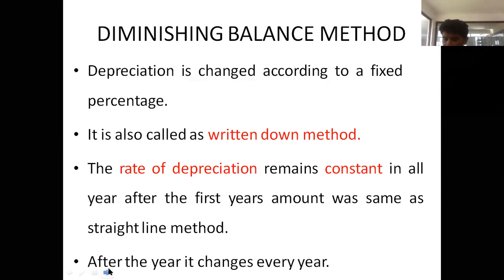Diminishing balance method. It is also the same kind of thing. It changes according to a fixed percentage. It is also called the written down method. The rate of depreciation remains constant in all years after the first year. The amount is the same as the depreciation in the straight line method in the first year. After that, it changes every year.